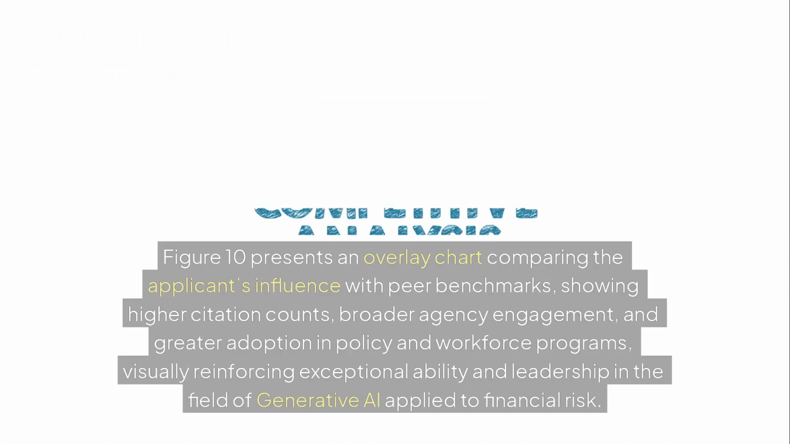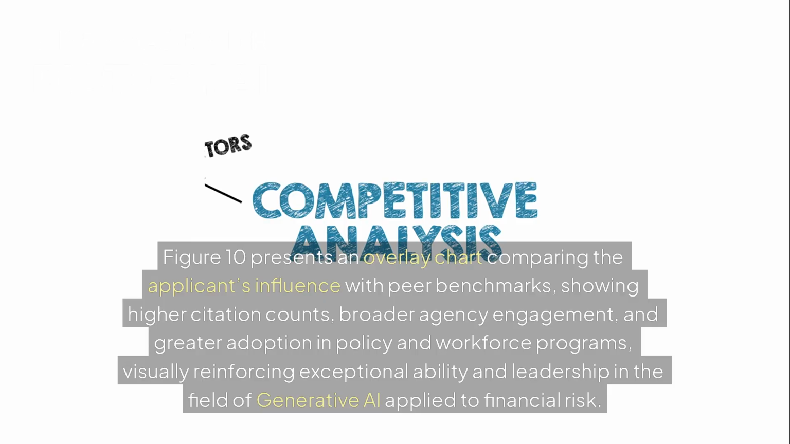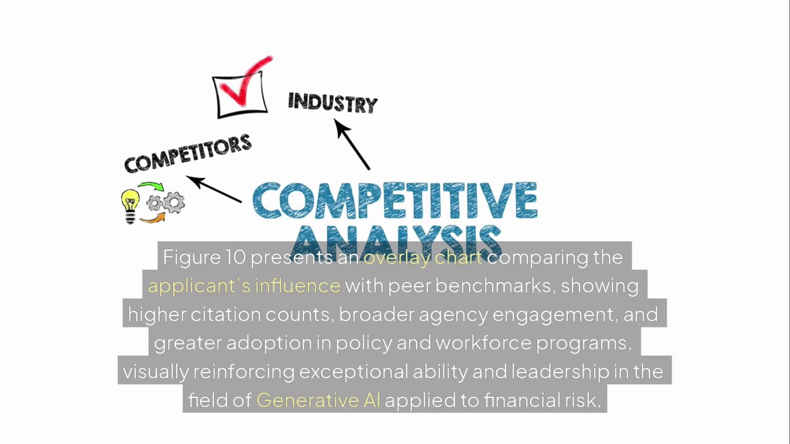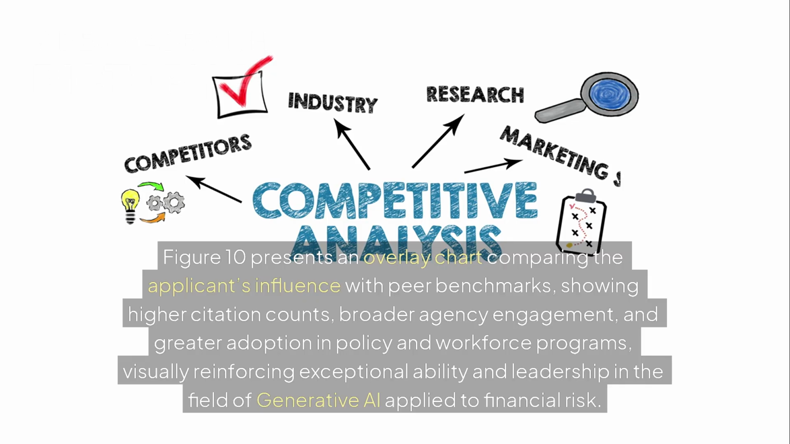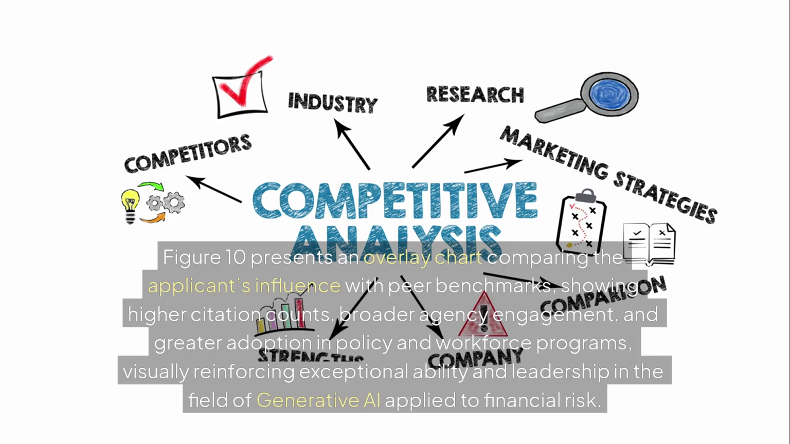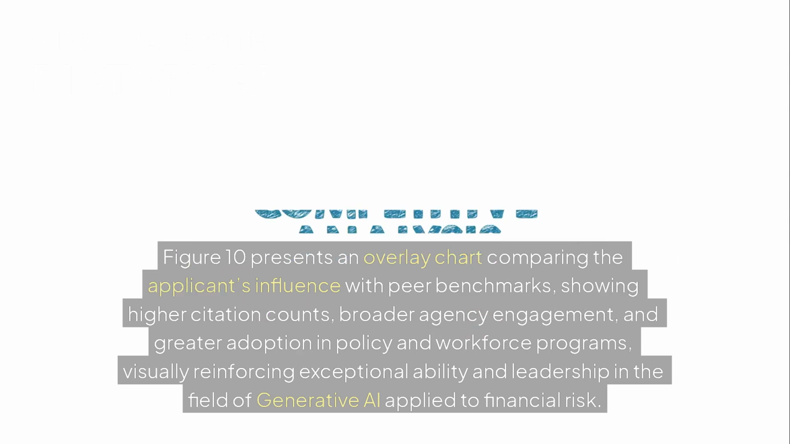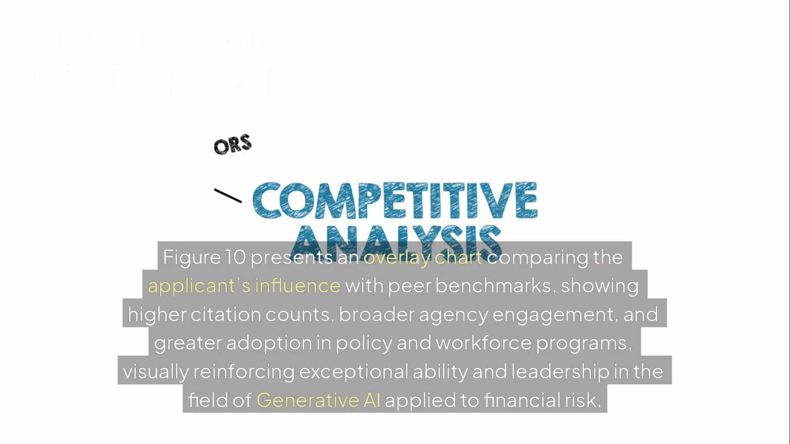Figure 10 presents an overlay chart comparing the applicant's influence with peer benchmarks, showing higher citation counts, broader agency engagement, and greater adoption in policy and workforce programs, visually reinforcing exceptional ability and leadership in the field of generative AI applied to financial risk.